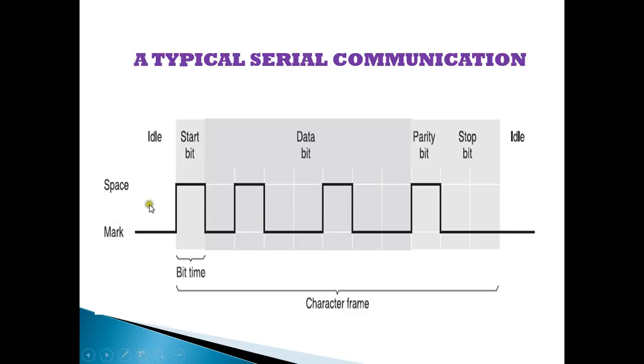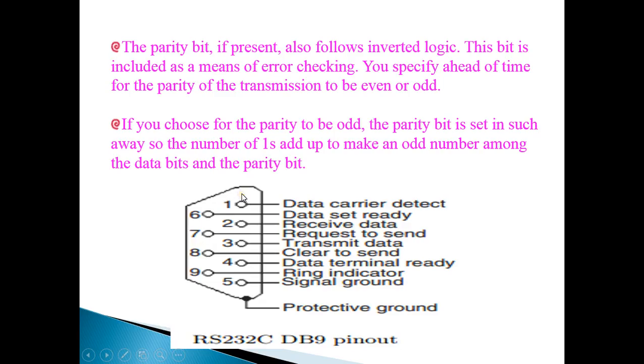In a typical serial communication, this total frame is called a character frame, and this is called the start bit, and this is called the data bit, and this is called the parity bit. The start bit is called the bit time. The parity bit, if present, also follows inverted logic. This bit is included as a means of error checking.